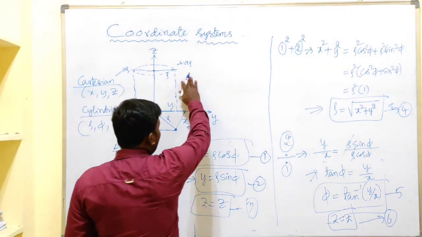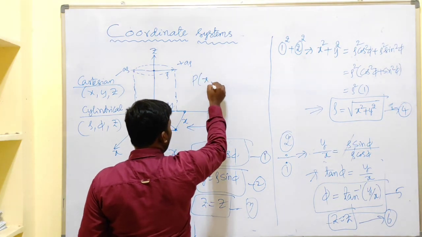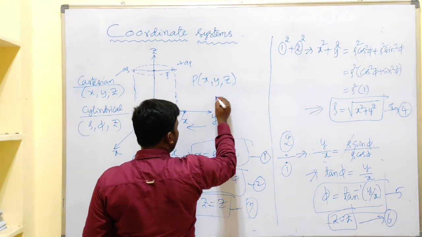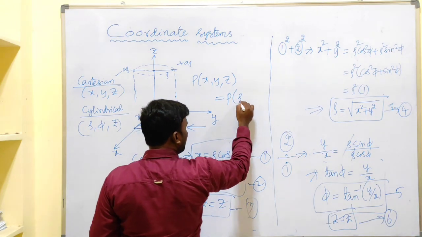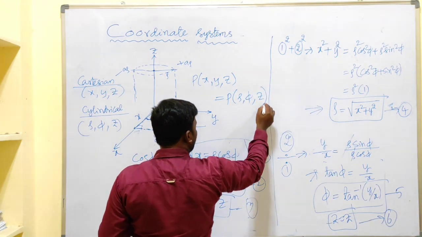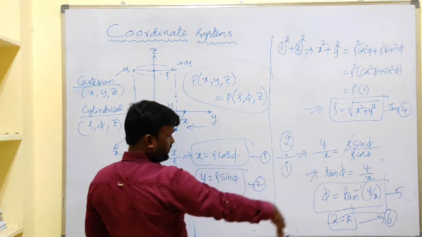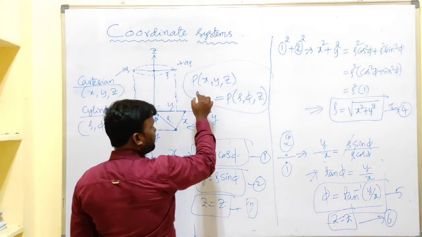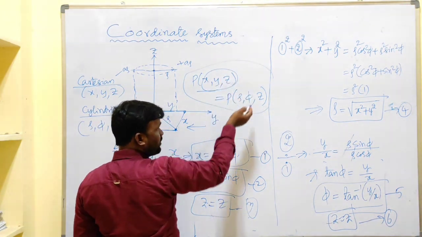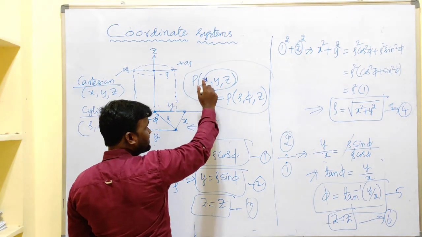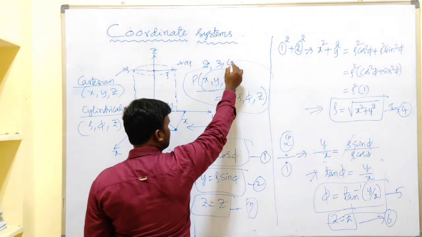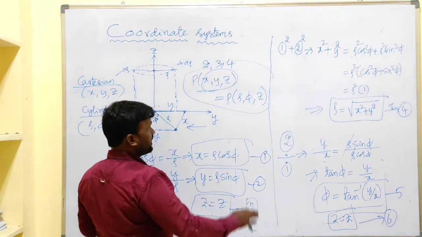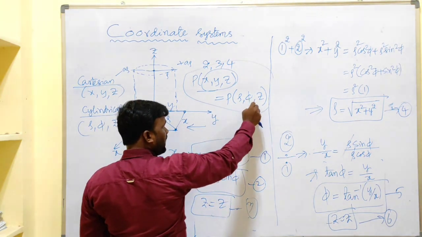That means if you have a point P of x, y, z, we can represent this point P in terms of rho, phi, z by using these equations. If I know x, y, z, let us say it is 2, 3, 4, let us take it like this, in that case I can find rho, I can find phi, I can find z.